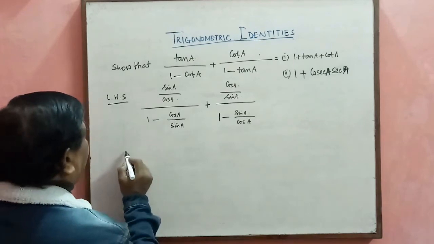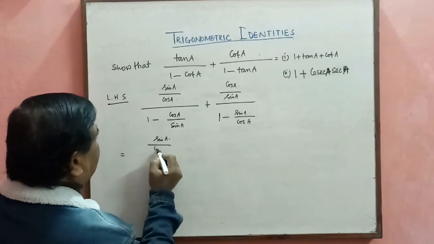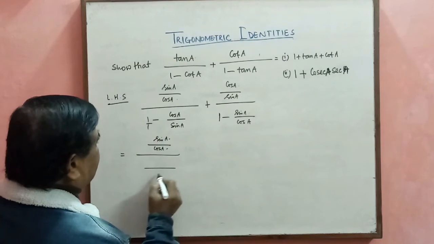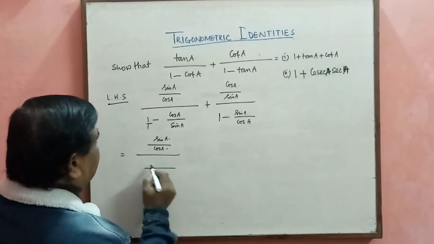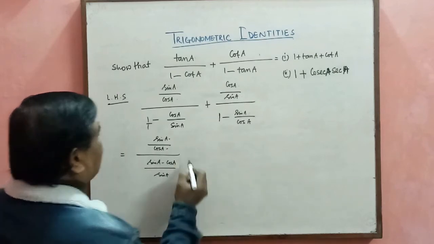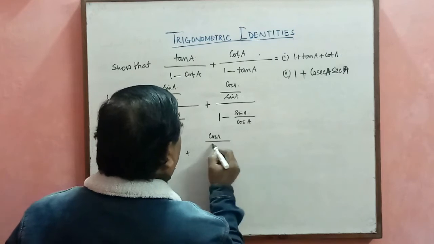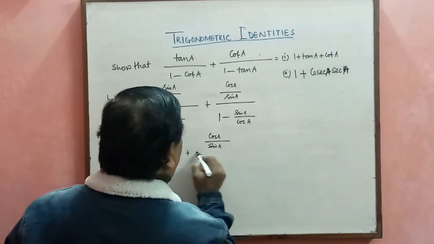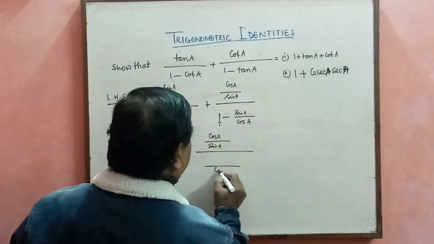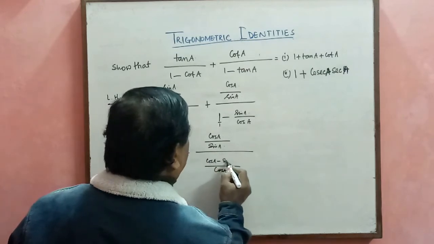So simplify sin A, cos A. Here you put 1, take LCM sin A. This is sin A minus cos A, plus this is cos A upon sin A, and again put 1 here, cos A. This is cos A minus sin A.